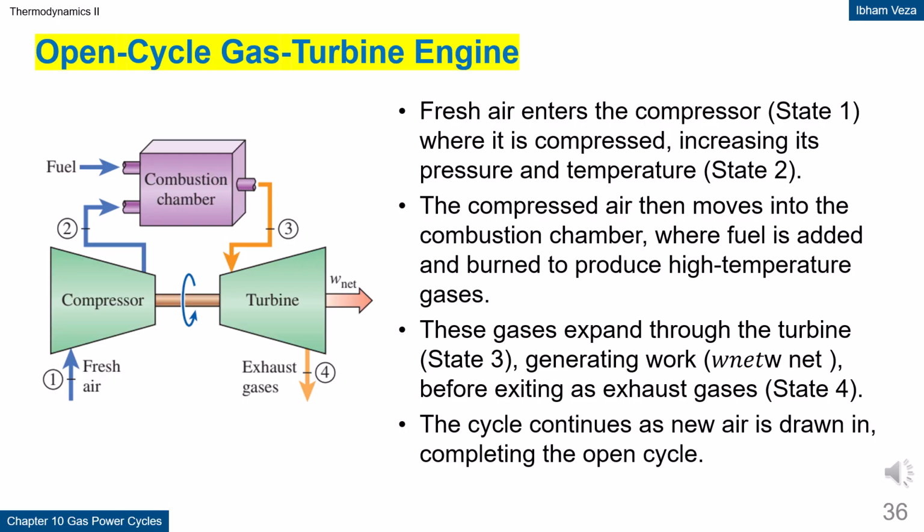The hot combustion gases expand in the turbine and produce work. Part of the work drives the compressor, and the rest becomes net power output. The exhaust gases are then released to the surroundings, making the cycle an open cycle.